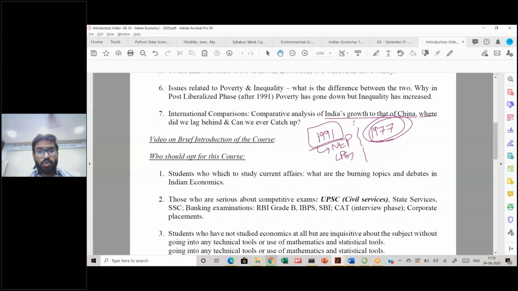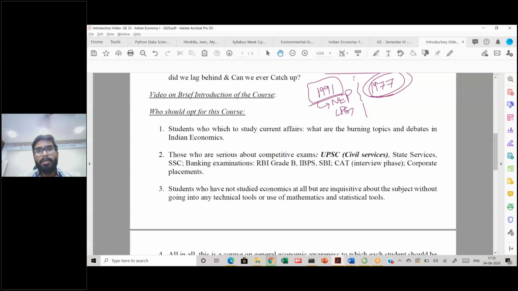Then students who are aspiring for CAT might face interview questions regarding the Indian economy, or corporate placements. They might face questions on the Indian economy. So this course will help them in that pursuit as well.